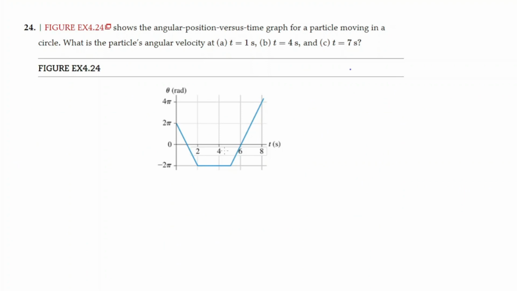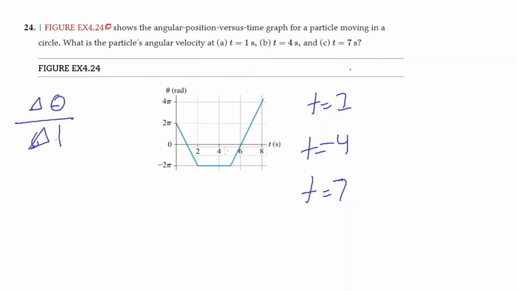Alright, so let's take a look at number 24. This figure shows the angular position versus time graph for a particle moving in a circle. What is the particle's angular velocity at t equals 1 second, t equals 4 seconds, and t equals 7 seconds? Here we're going to use the angular velocity equation, delta theta over delta t, and then convert the radians into degrees. First, we're going to leave it in radians when we do the calculation and then convert it at the end.